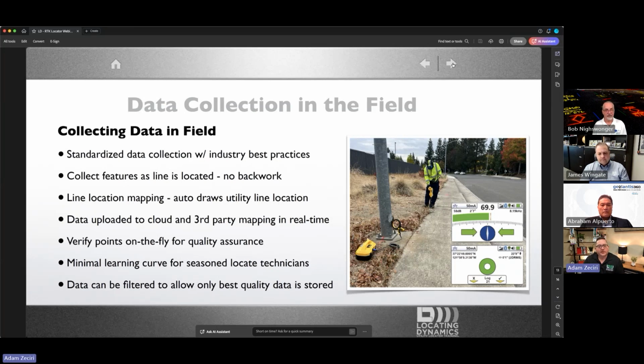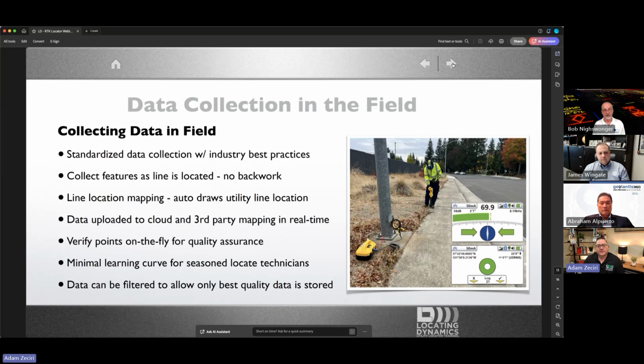Data can be uploaded to the cloud and third-party mapping software in real time. You can use that to verify points on the fly for quality assurance. So let's say you have an issue in the field. You can send this data directly to the cloud. Somebody in the office can go ahead, open up the software and view what you just did and help you through that. You can use it for audits.